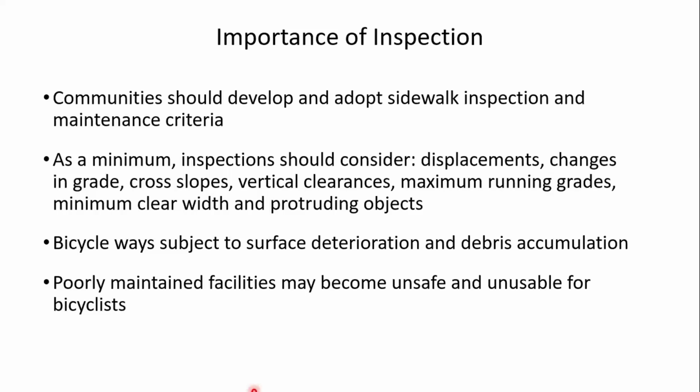And in terms of bicycle ways, they're also subject to surface deterioration. Pavements may crack, have other deficiencies. Debris may accumulate near the edge of the roadway, and that can adversely affect bicycle safety. And so poorly maintained facilities may become unsafe or unusable for bicyclists, even though motor vehicles are able to travel without serious difficulty. Certain conditions may create safety and usability issues for bikes, and we'll look at some of those.